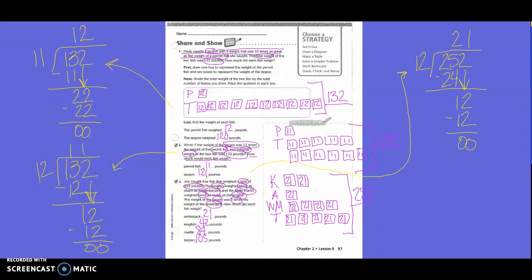So we set up our diagram and drew our boxes. We said that we had a total of 252 pounds and there were a total of 12 boxes. So we took 252 divided by 12 and 21 went in each box. For the kingfish, we took 21 times 2 and got 42. For the amberjack, we just put down 21. For the marlin, we took 21 times 4 and got 84. And for the tarpon, we took 21 times 5 and got 105.